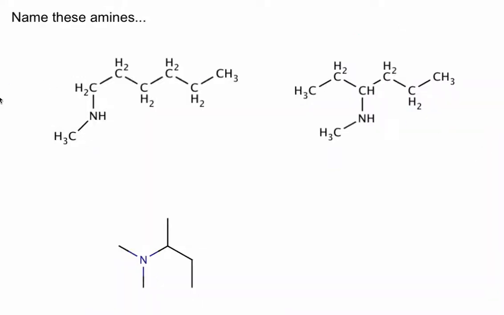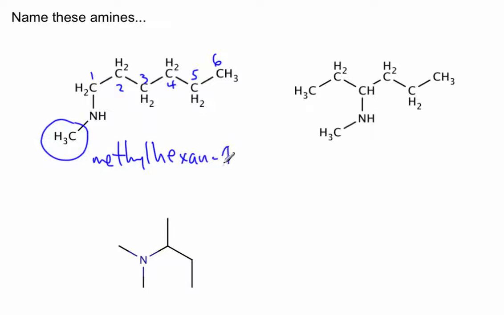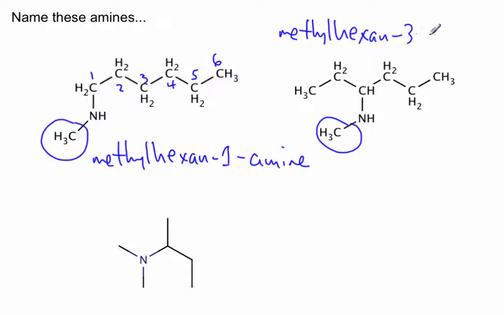A few other names. Again, numbering. Here's my amine, so I'm going to number the parent molecule this way. So that's a hex, and I have a methyl, so that becomes methylhexane-1-amine. So hexane 1 because the N is attached to carbon 1 of the longest chain. Well, here's an isomer. Still I have my methyl branch, but the N is attached to carbon 3, so that simply changes to methylhexane-3-amine.